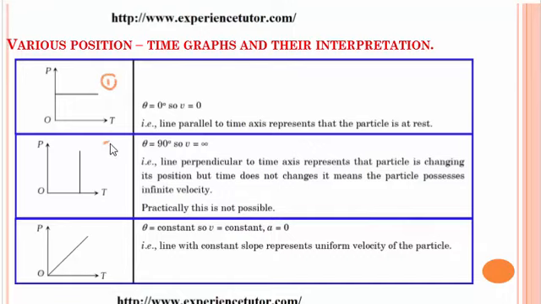In the second case, we can see theta is equal to 90 degree. So velocity v is equal to infinity. That is, the line perpendicular to the time axis represents that the particle is changing its position, but time does not change. It means the particle possesses infinite velocity. Practically, this is not possible.